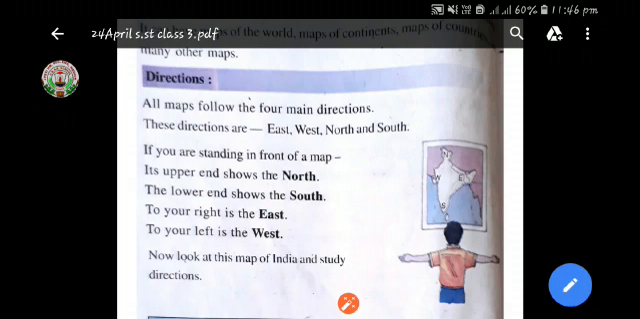Now, today we are going to learn about direction. See in the book, all maps follow the four main directions. These directions are east, west, north and south. If you are standing in front of a map, its upper end shows the north, the lower end shows the south. To your right is the east, to your left is the west. All maps follow the four main directions. These directions are east, west, north, south.